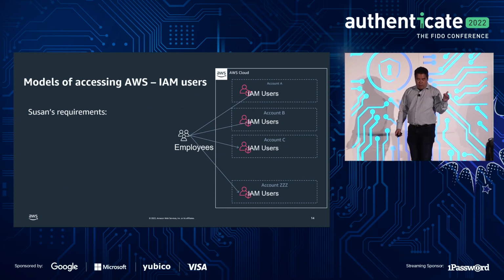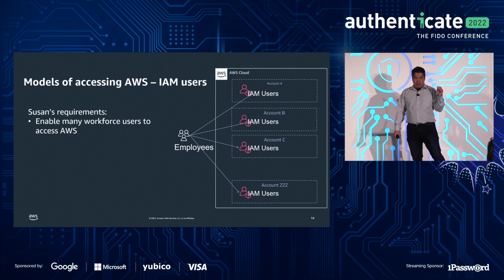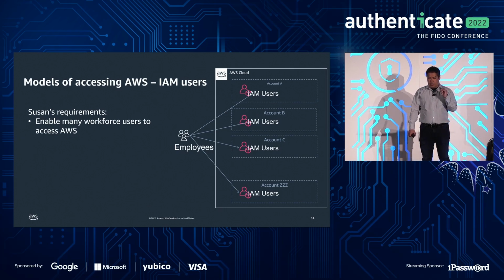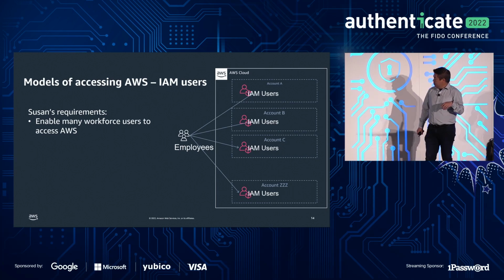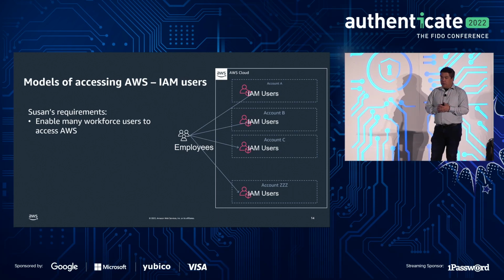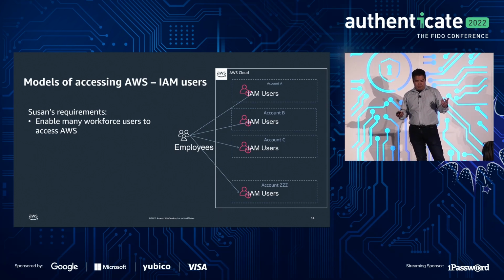So Susan's requirements are: enable many workforce users to access AWS. If you look at this diagram right here, you can see the employees on the left. And let's say one employee says, I need access to account A, B, J, and Q. Well, she has to log into each of those accounts and create an IAM user and provide the credentials to that employee. That employee now has approximately 5 credentials that they have to manage.